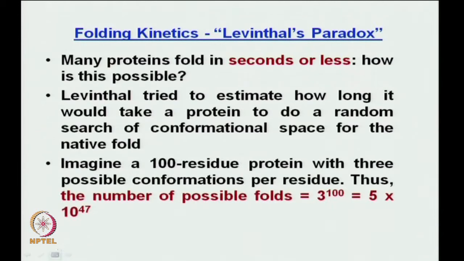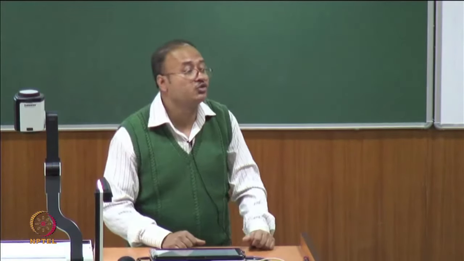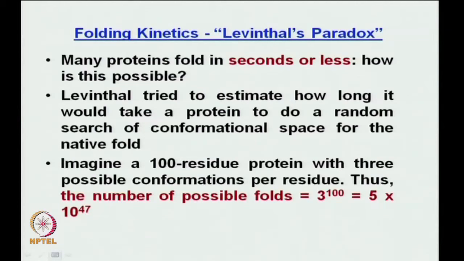I take a 100 residue protein, right, and I say that let each residue have a minimum of 3 possible conformations. It can have more, but let us say there is a minimum of 3 possible conformations, that is the minimum we are taking. Then the number of possible folds. Remember, each possible conformation constitutes a fold, and you have 100 amino acids, and each conformation for each amino acid would be a different fold, isn't it? That means the number of possible folds would be 3 raised to the power 100, because 100 amino acids, and this is what you get, 5 times 10 to the power 47.